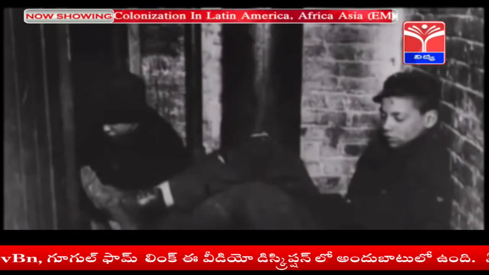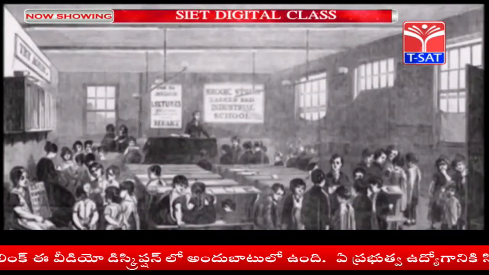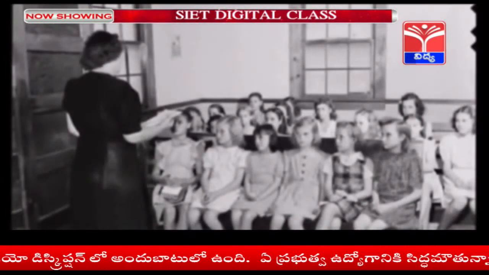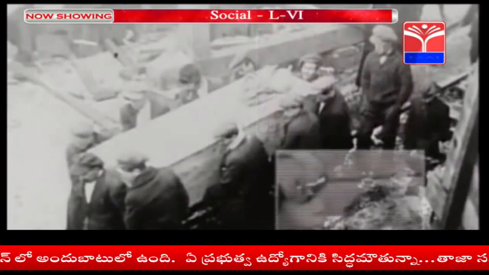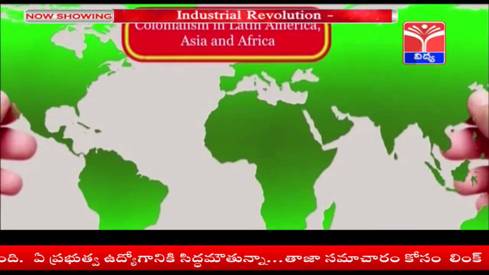They did the same kind of work under strict discipline and sharp forms of punishment. The women and children were forced to work to supplement men's meager wages. Colonization in Latin America, Asia and Africa.